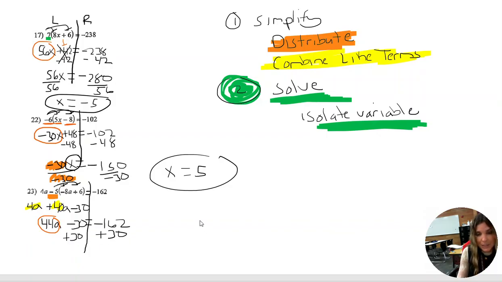So we have 44 times a equals negative 132. Last step is to divide by 44, and negative 132 divided by 44 is negative 3. So a equals negative 3.